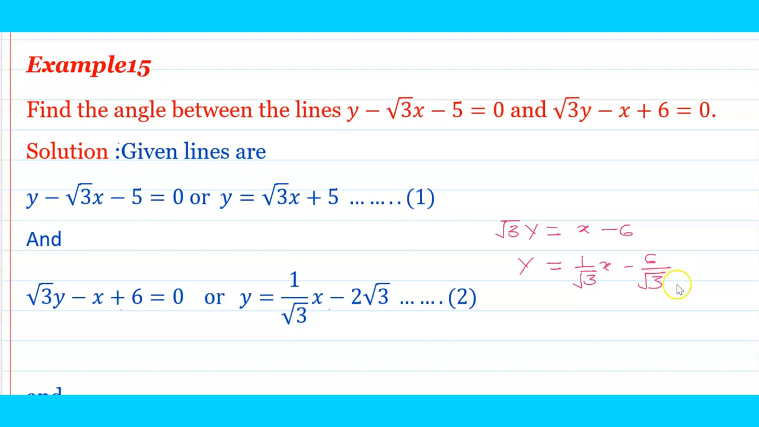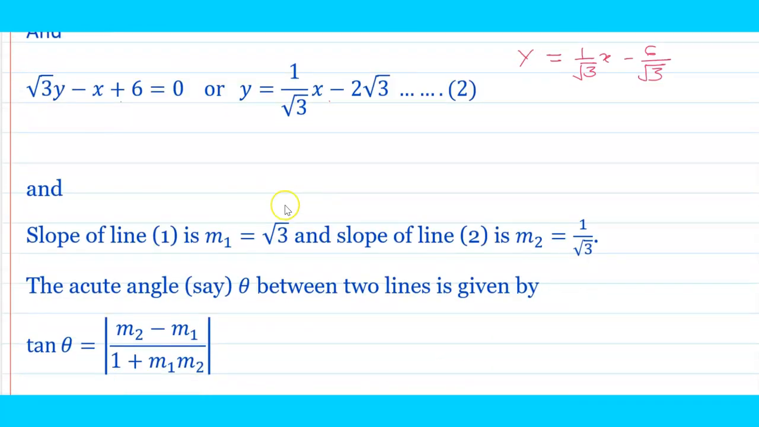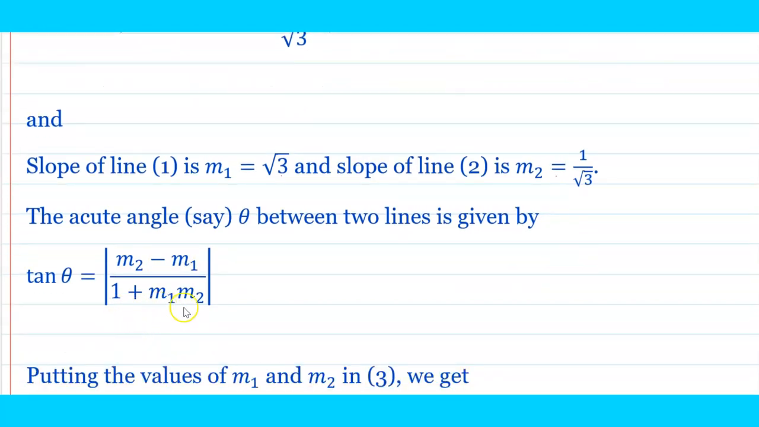Then here you will get root 3 into root 3, that is 3. 6 root 3 upon 3 means 2 root 3. This is the equation, meaning the equation in y is equal to mx plus c form. Therefore, the slope of the second line is 1 by root 3 and the first line is root 3. We want to find the angle between the lines, that is tan theta. m1 is equal to root 3, m2 is equal to 1 by root 3. Tan theta is equal to m2 minus m1 upon 1 plus m1 into m2.